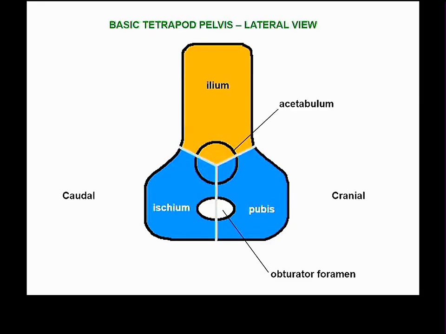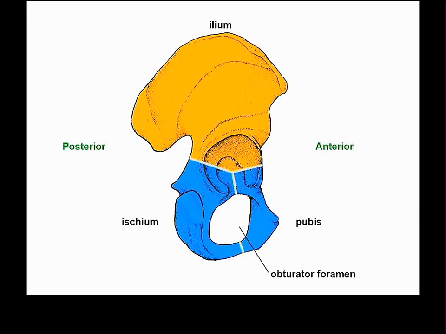Here is the simple, basic tetrapod pelvis seen in lateral view. So we see the big iliac ossification center meeting the ischial and pubic ossification centers to form the acetabulum, with a gap between the ischial and pubic centers, which is called the obturator foramen. And this is the way it is in humans. So humans don't look that much different from primitive tetrapod.